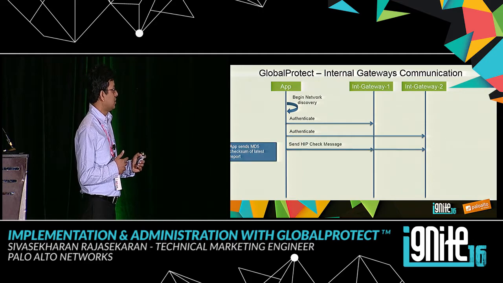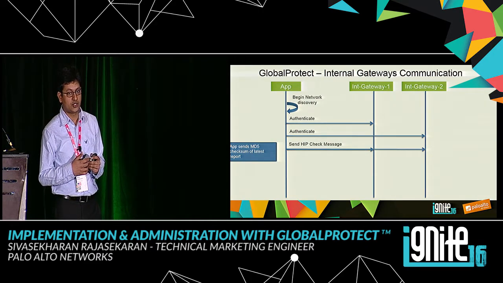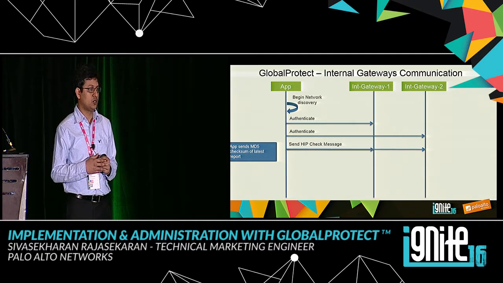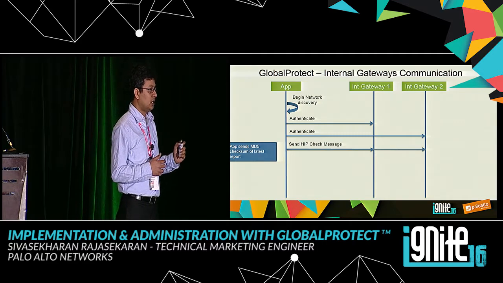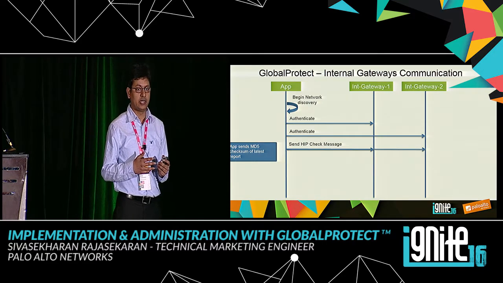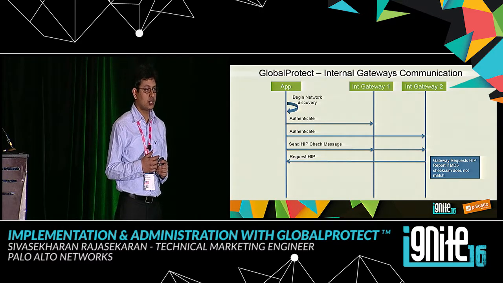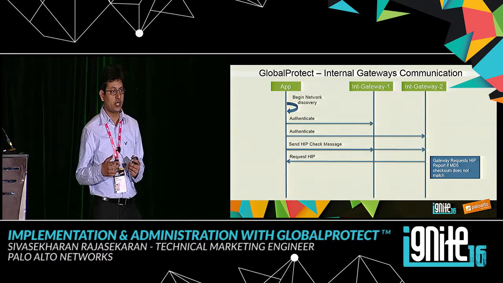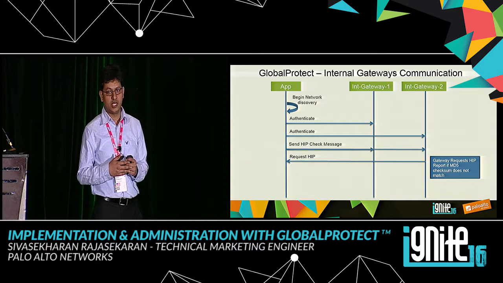And after the authentication is done, the GlobalProtect app would send something called a HIP check message to those gateways that it was successfully able to authenticate with. The HIP check message includes the MD5 checksum of the HIP report that it has most recently collected. And once the gateway receives the HIP check message, it will compare it with what it has already got from the previous HIP report that was submitted by the same endpoint.